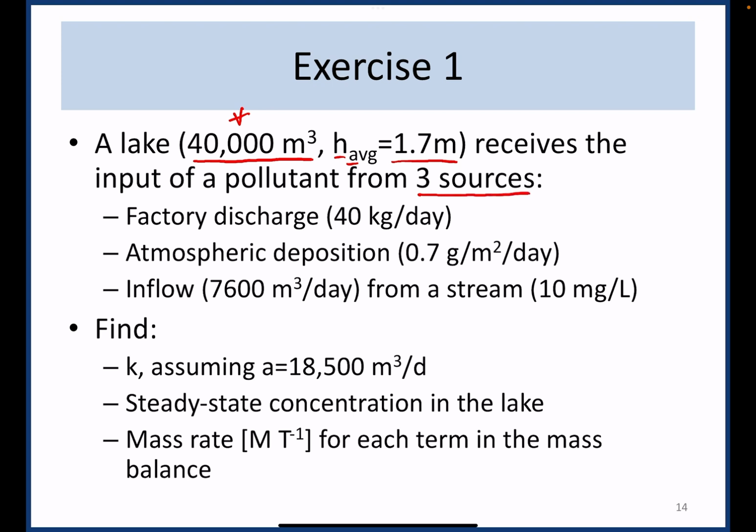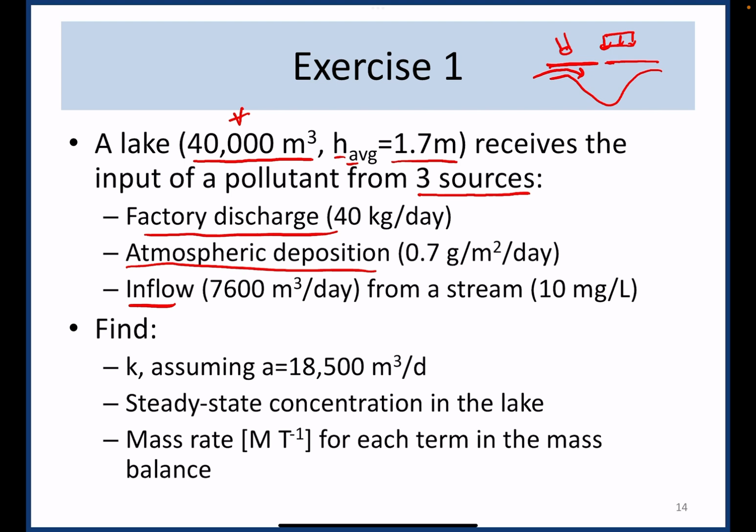So this is the lake. And there are three sources of pollution. There is a factory discharge, which is a point source. There is an atmospheric deposition, and that is a non-point source. And there is also an inflow toward the lake.